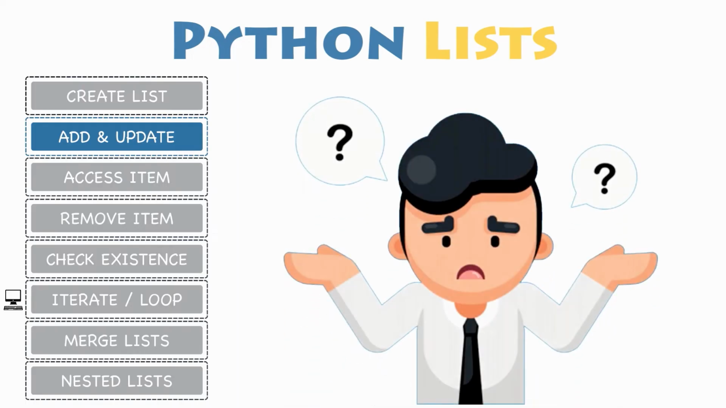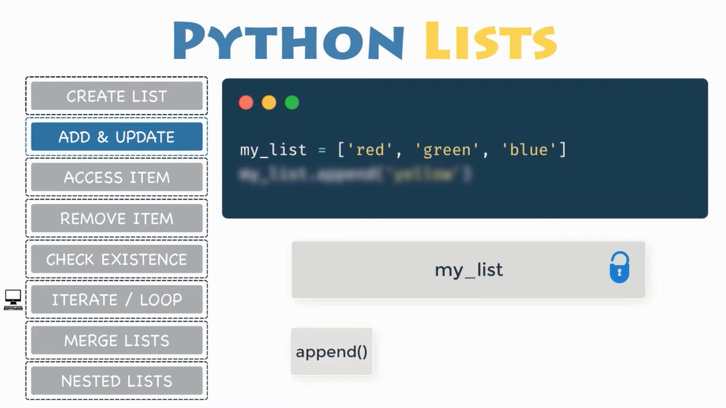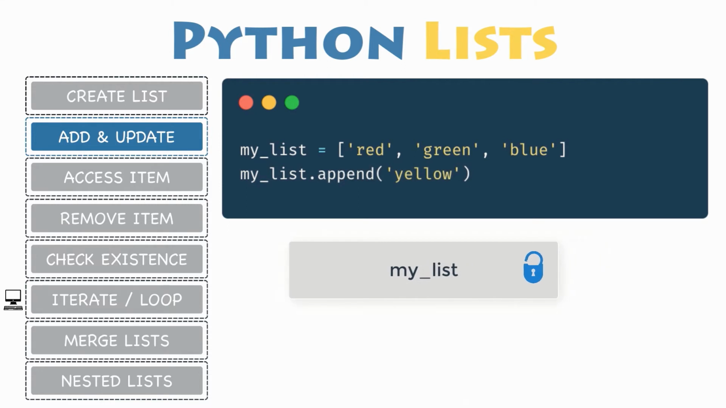Once you have created your list, you may also want to add other items, or update some values. Adding or updating list items is very easy. Lists are mutable, which means their elements can be changed. In fact, you can add one item into a list using the method append, or add several items at once using the method extend. To add new values to a list, use the method append.